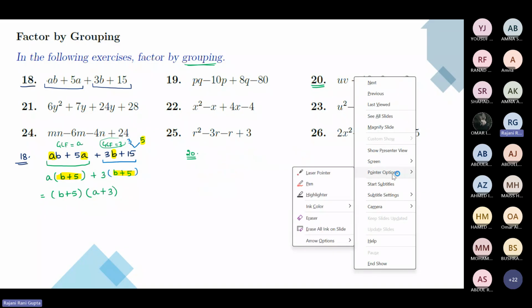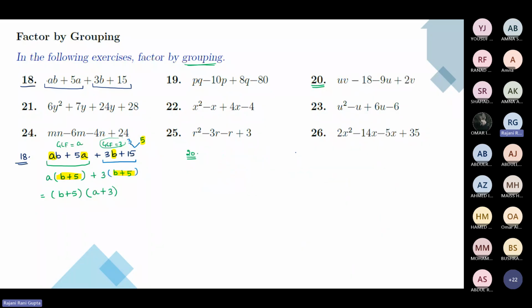Because we want to group the things that give us the common factor. So if you look at uv, here you have only variable. And if you check here 18, it's only the number. It's not going to give you anything common in these two terms. So we have to pair it with either 9u or 2v. Okay?